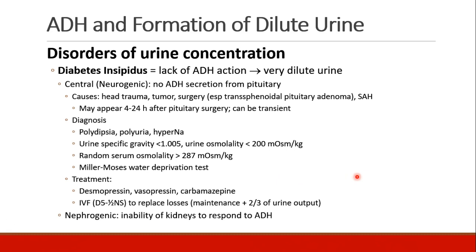There is another kind of DI called nephrogenic diabetes insipidus. These patients do make ADH, but the kidneys are unable to respond to it. And so obviously those patients will need different kinds of treatments, since things like vasopressin or desmopressin will also be ineffective at the kidneys.